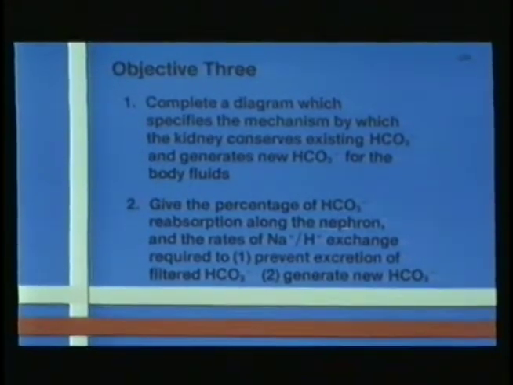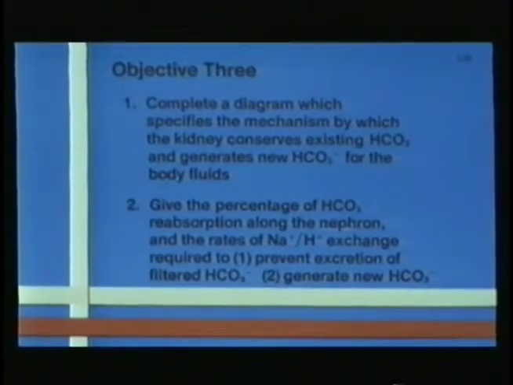Your third objective is to: 1. Complete a diagram which specifies the mechanism by which the kidney both conserves existing bicarbonate and generates new bicarbonate for the body fluids. 2. Give percentages of bicarbonate reabsorption along the nephron and the rates of sodium-hydrogen exchange required to: 1. Prevent excretion of filtered bicarbonate, and 2. Generate new bicarbonate.